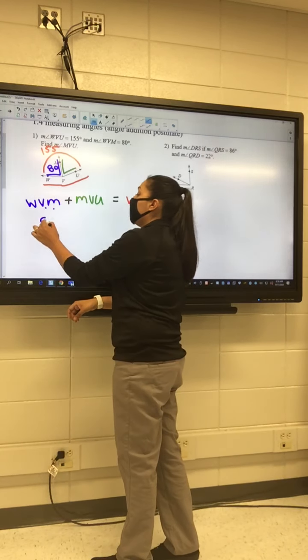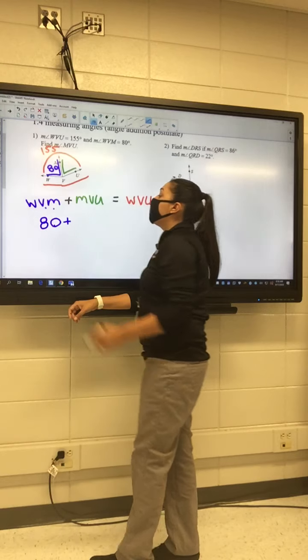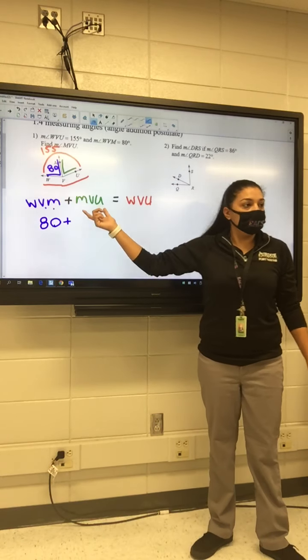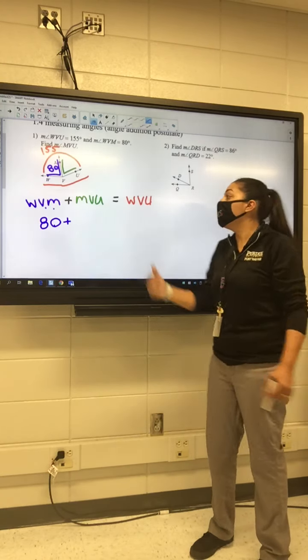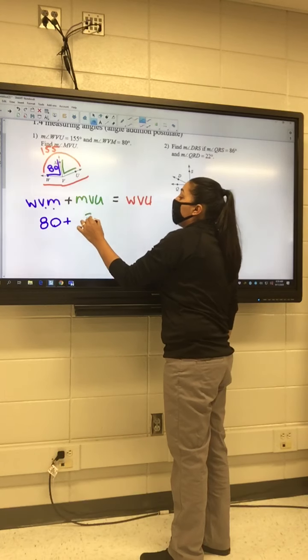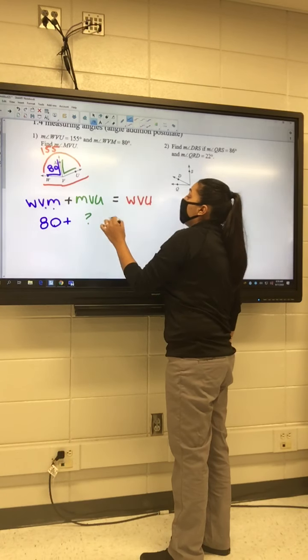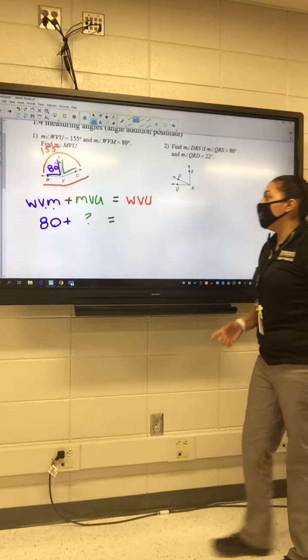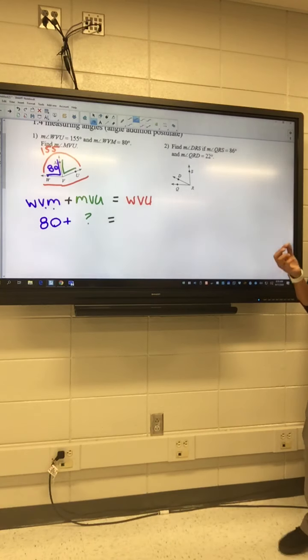80 and angle WVU. Plus, do we know MVU? Not right now. Okay, so we don't know the green one. We know part of the angle is 80, so we need to find out the other. And what is the big angle? WVU. 155.